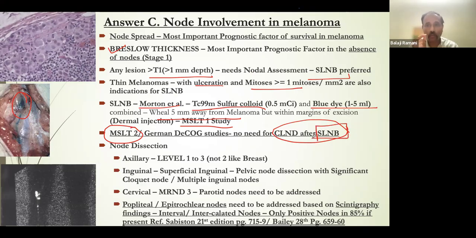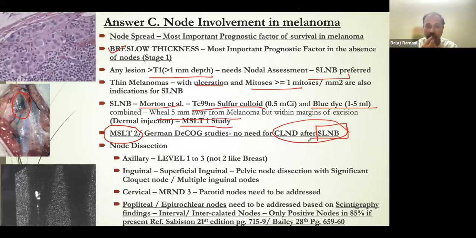So in a patient with a node negative disease, again, remember this is all in clinically and radiologically node negative disease. Just like in breast, when the nodes are clinically and radiologically node negative, that is where you can plan for an SLNB. Node positive, straight away you have to go for a nodal dissection. There is no question. In many of these cases, you will find that the SLNB node is the only node which is positive.